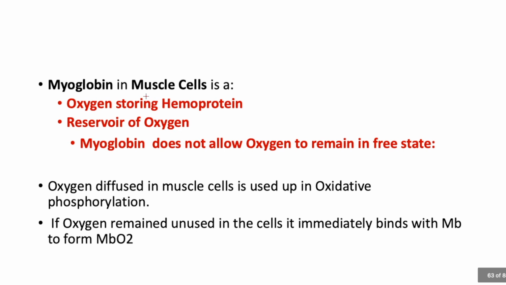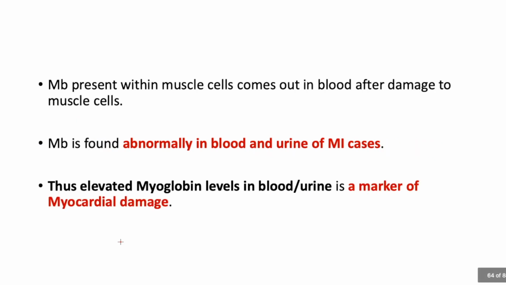So myoglobin is a muscle cell oxygen storing heme protein. It is also called the reservoir of oxygen. Myoglobin does not allow oxygen to remain in the free state. Oxygen diffused in the muscle cell is used up in oxidative phosphorylation. If oxygen remained unused in the cell, it immediately binds with myoglobin to form MbO2.